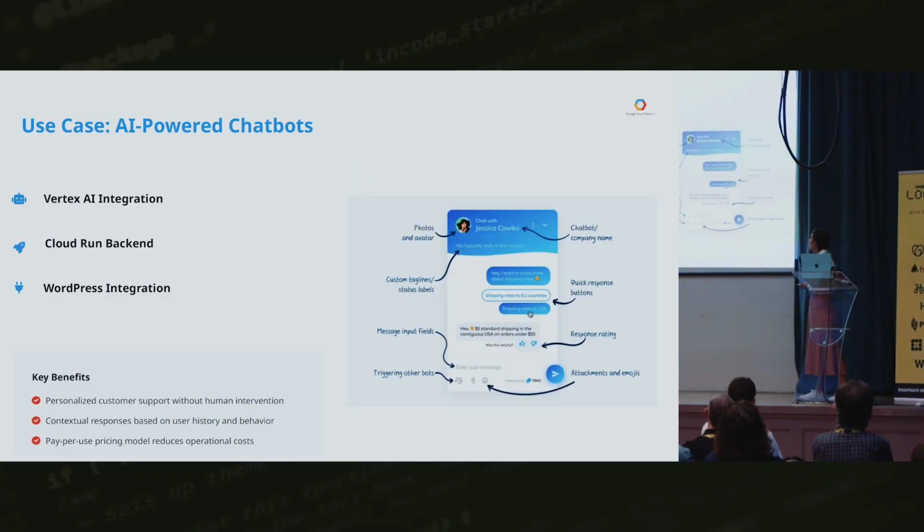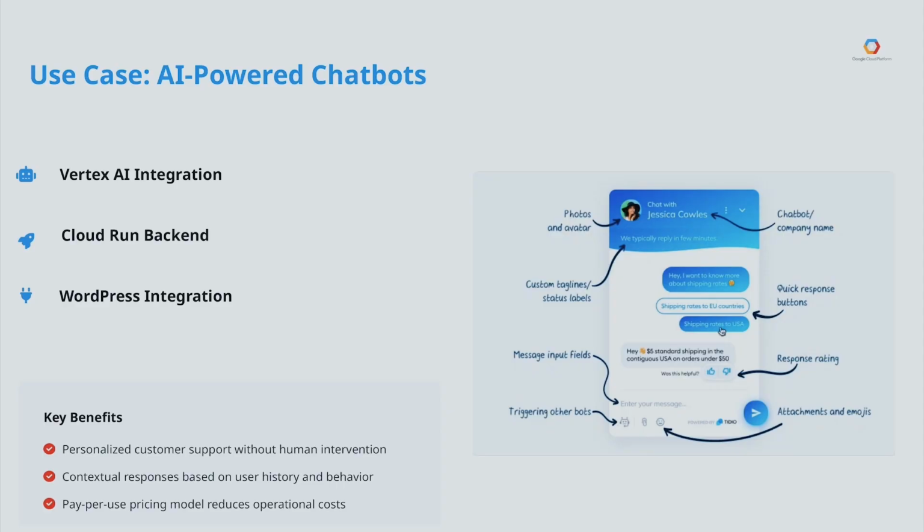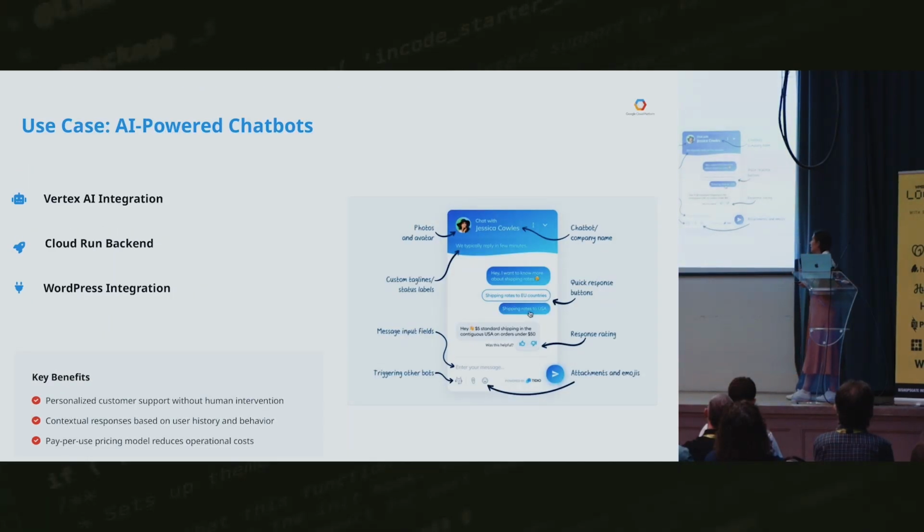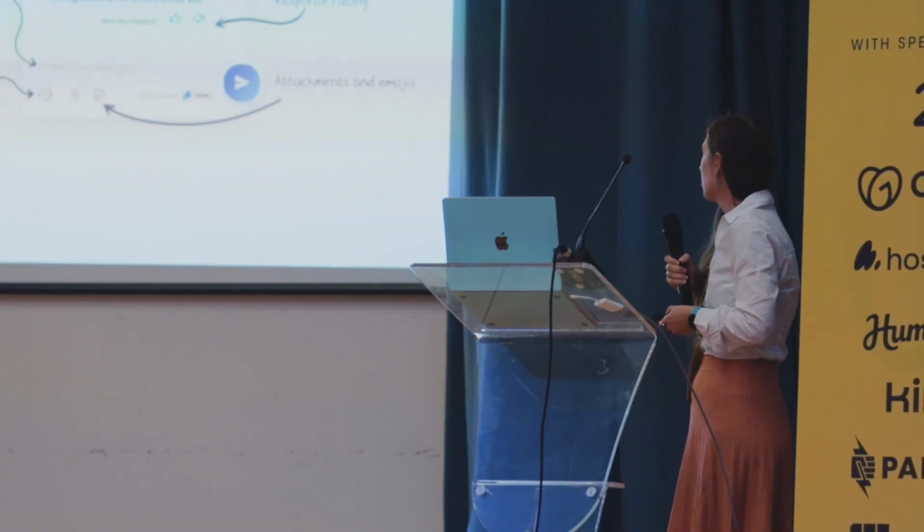And everyone's very favorite, the AI-powered chatbot. As we said, you can leverage here Vertex AI, where you can personalize the model, import your content, train the model, then create a Cloud Run backend in your favorite language, and pay only for the usage. We integrate it with WordPress with a widget or whatever you prefer.